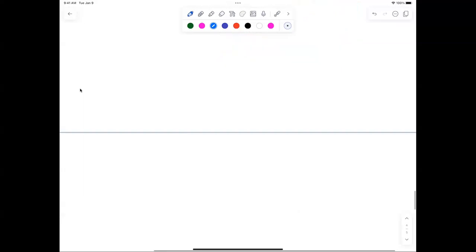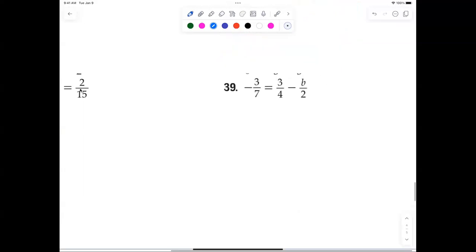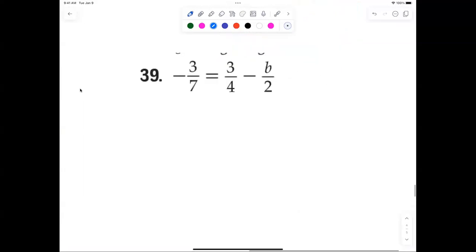All right, here we go. Last one for me, 39. Let's do it by eliminating the fraction. So I need someone who's been paying attention. What is the common denominator here with 7, 4, and 2? Caroline, say it. 28. You are amazing. The common denominator is 28. That means 28 is divisible by 7, 28 is divisible by 4, and 28 is divisible by 2.